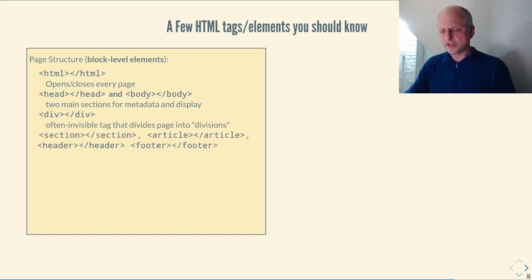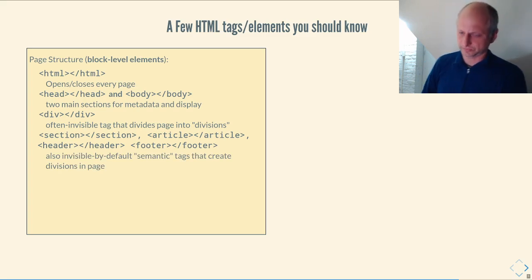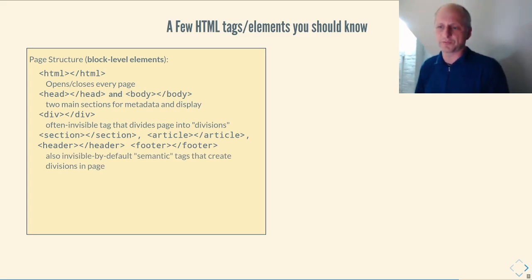And then about 5 or 10 years ago, a new set of tags was introduced, sometimes called semantic tags, which act a lot like div by default, but which mean something to you when you put them in. And so we try to use section, article, header, and footer instead of div whenever we can in our page, just to give meaning to those potentially otherwise empty sections.